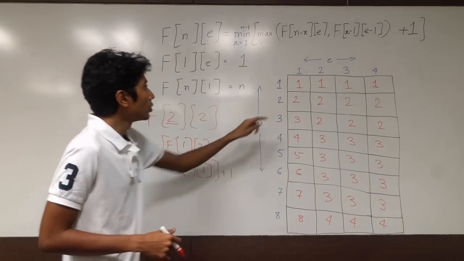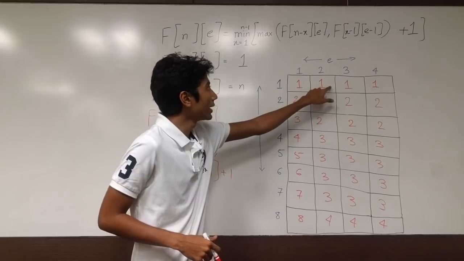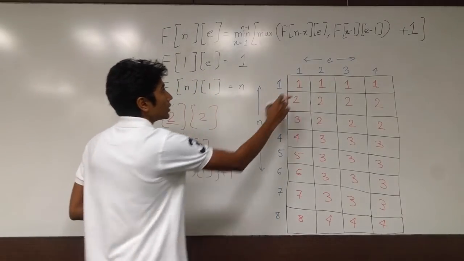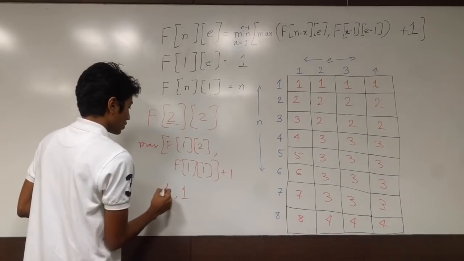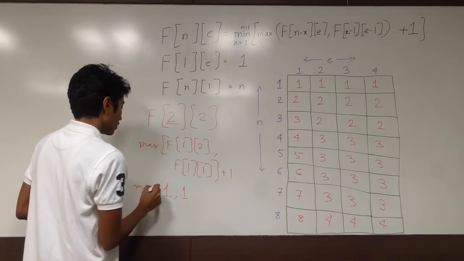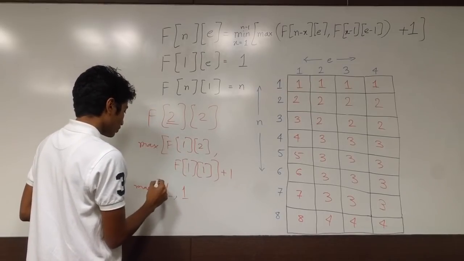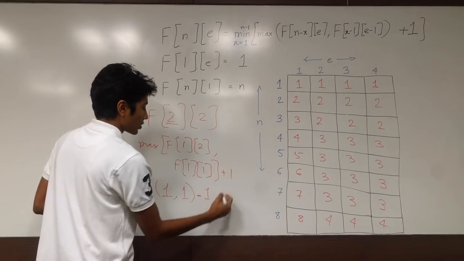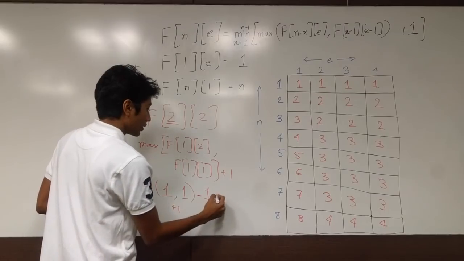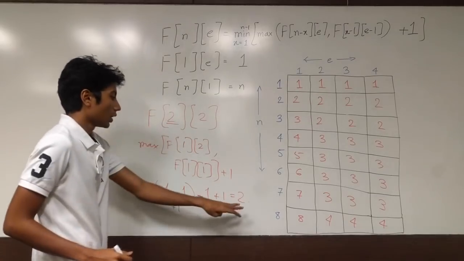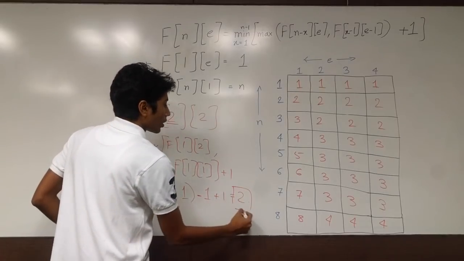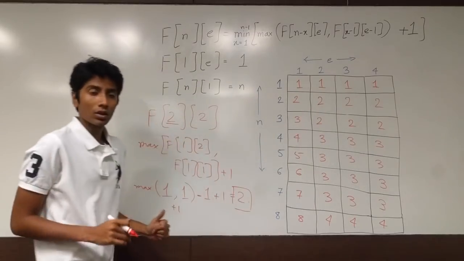F of 1, 2 is 1, and f of 1, 1 is 1 again. So the maximum among these two is 1. And there's a plus 1 over here, so plus 1 gives you 2. So f of 2, 2 is equal to 2. And that's what we have over here.